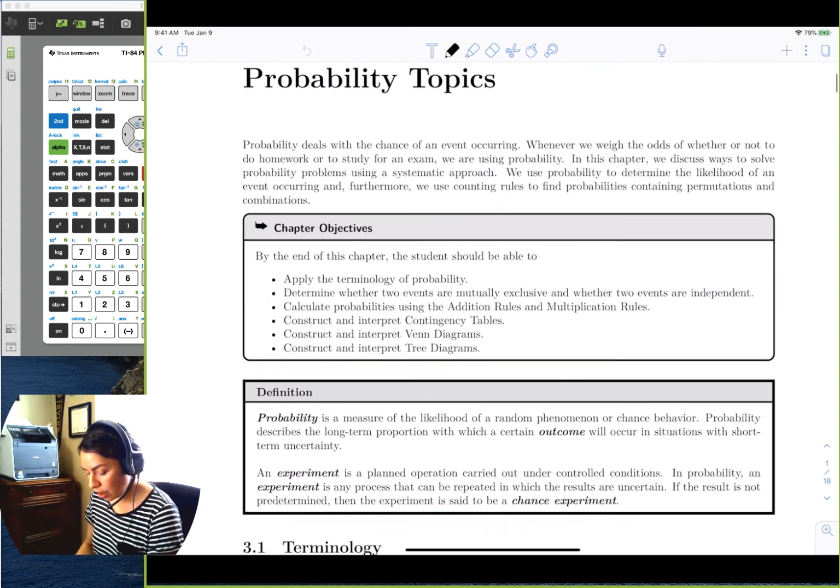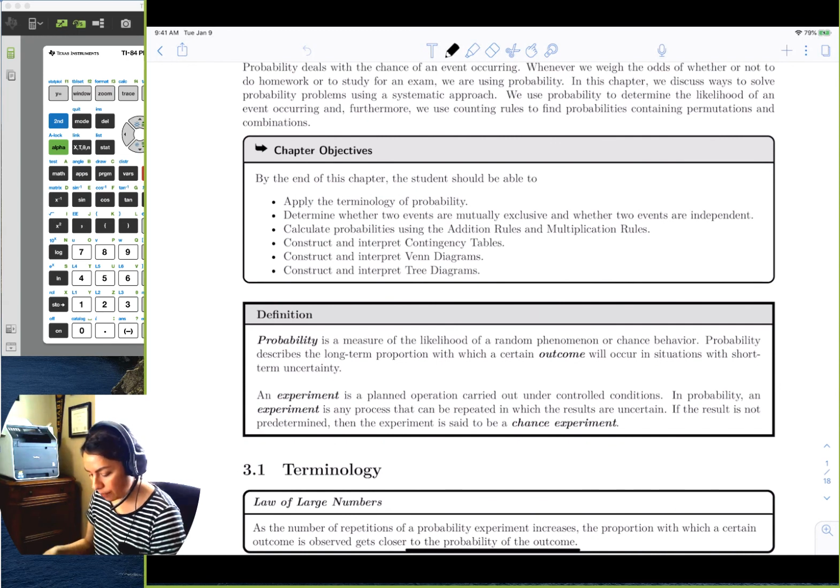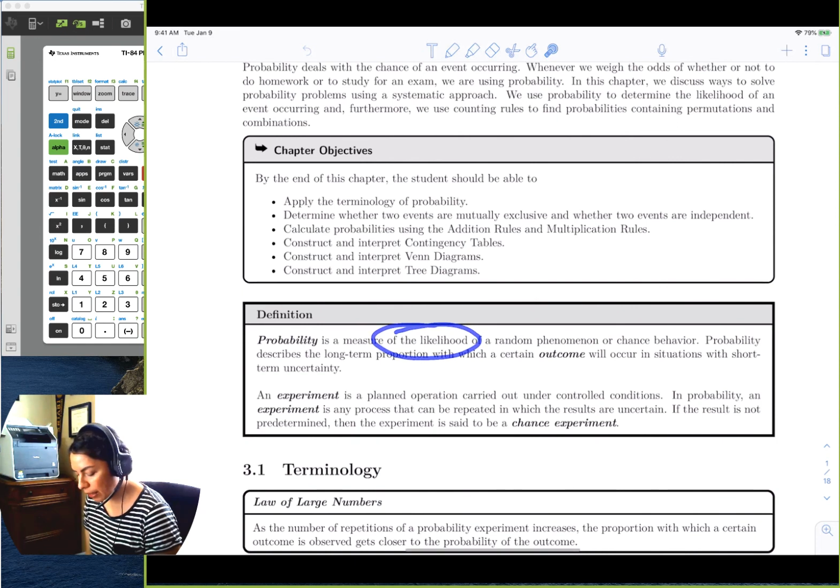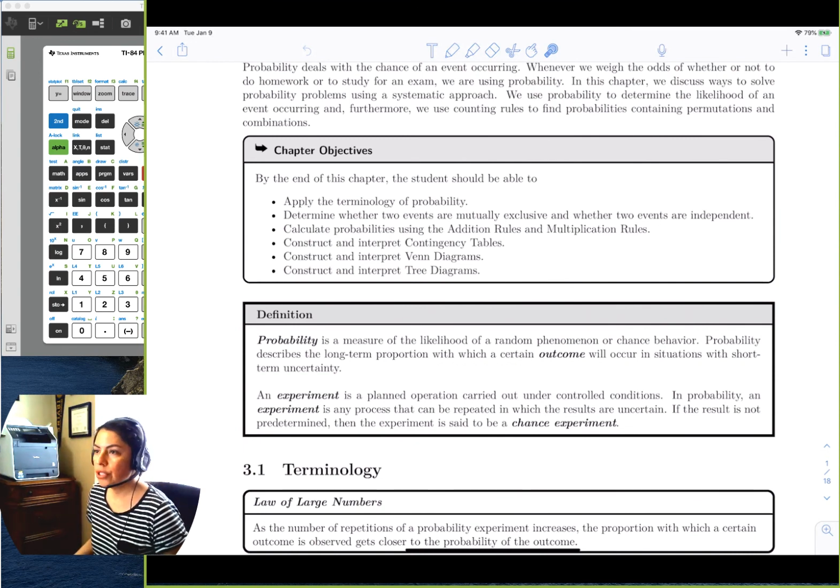So the probability is a measure of the likelihood of a random phenomenon or chance or behavior. Probability describes the long-term proportion with which a certain outcome will occur. So then, in order to be able to determine an event, we need to be able to conduct an experiment. The experiment is the planned operation, and an experiment in this case with probability is the process that can be repeated.